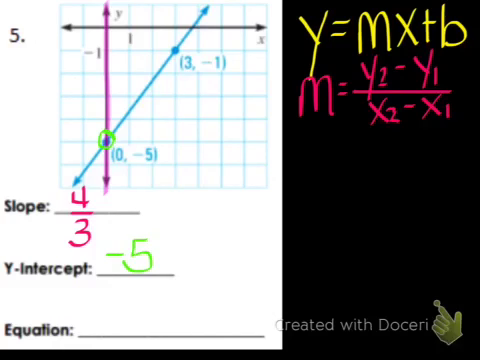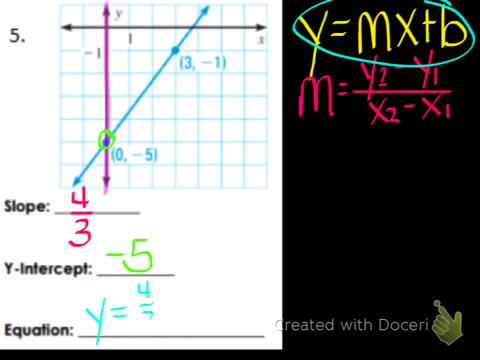And then to write our equation, we're just going to come back to y equals mx plus b, our slope-intercept form. We're going to keep y. We're going to substitute 4/3 in this example for our slope. Keep our x, and then we're going to substitute -5 for our b. So the equation is y equals 4/3 x minus 5.